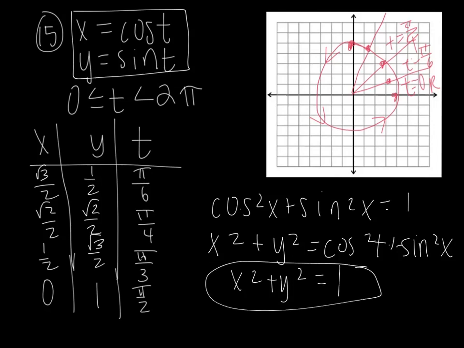And that is the rectangular equation for this circle. It's a circle with a radius of 1 and centered at 0, 0. So that's your check, you're right.